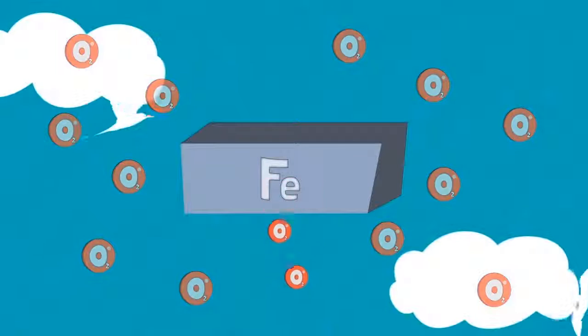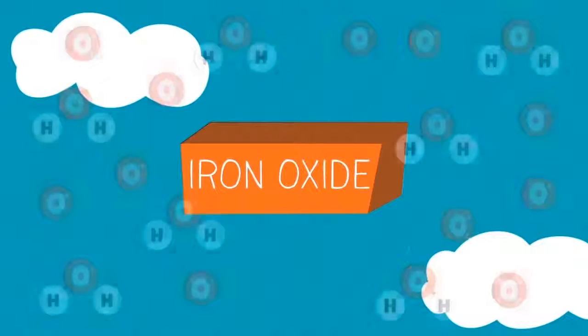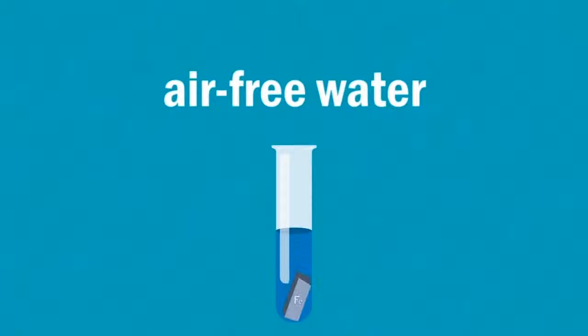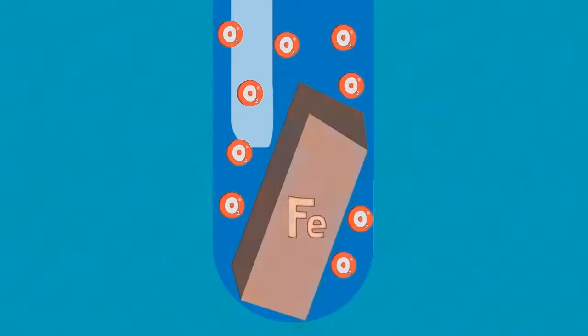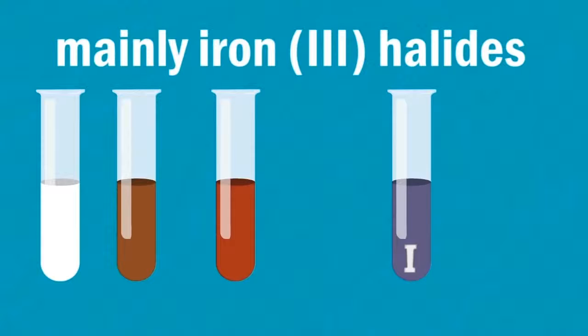In summary, iron reacts with oxygen in the air to form iron oxide, commonly known as rust. It may also react with moist air to form a hydrated iron oxide. Iron will not react with pure water, but will rust if there is air in the water. Iron reacts with halogens to produce mainly iron(III) halides.